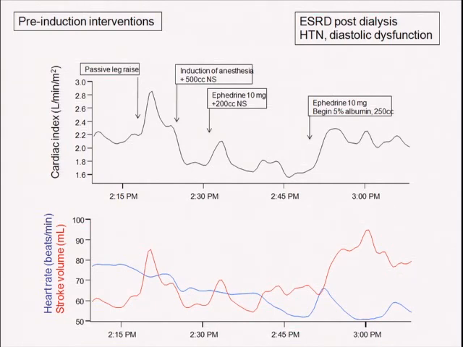So prior to induction of anesthesia, he has a passive leg raise. He has a pretty prominent response in his passive leg raise. We know he's going to be fluid responsive. So as part of his induction, he receives fluid, he receives more fluid, he receives albumin. But what we did here was a simple passive leg raise to determine whether or not this man with this diastolic dysfunction was still fluid responsive.